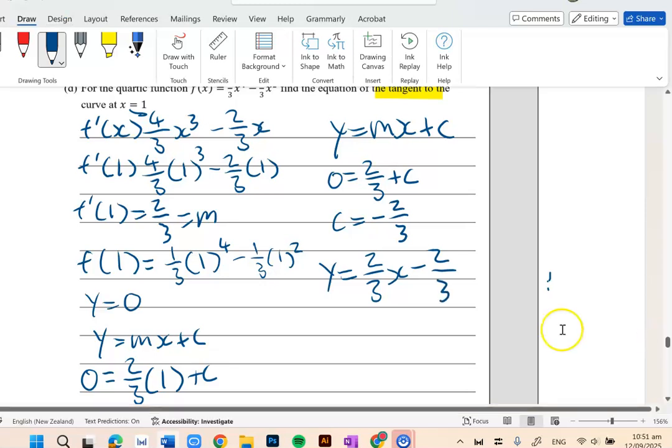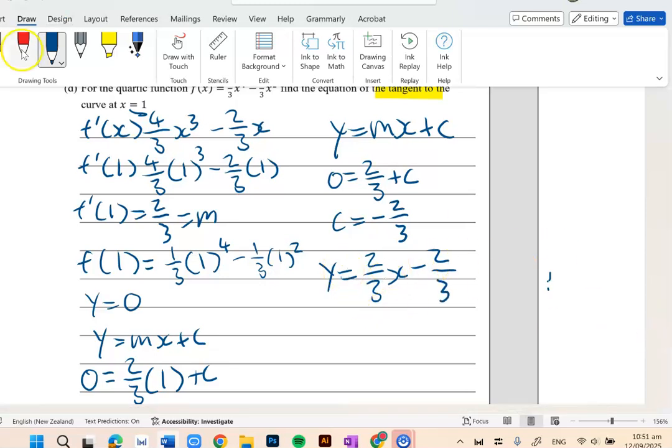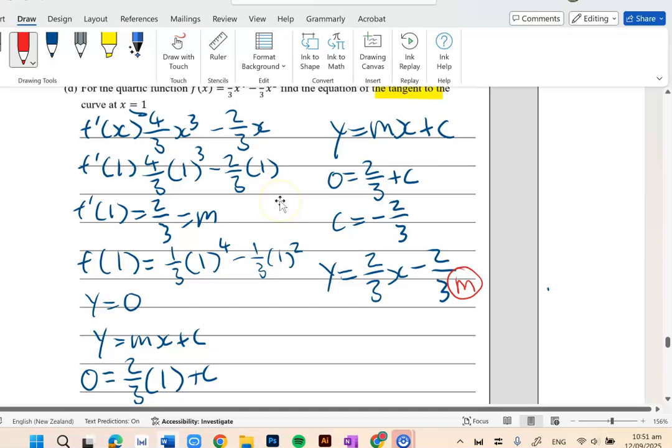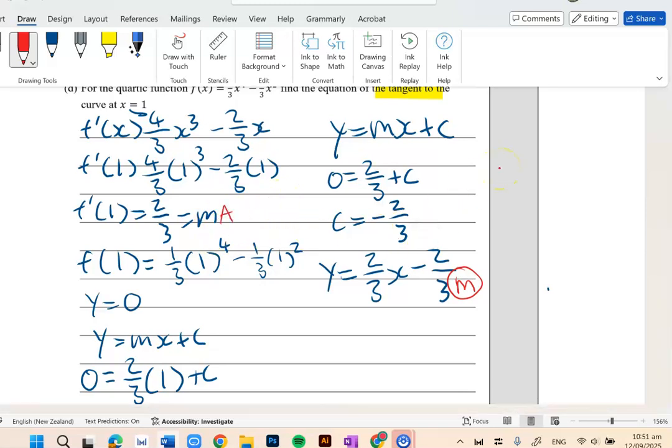Remember, we don't write y and x in the final answer. So if you get the final correct tangent equation, you will be awarded with a merit. For achieved, you needed to have found the correct gradient and differentiated it properly. So this would be achieved.